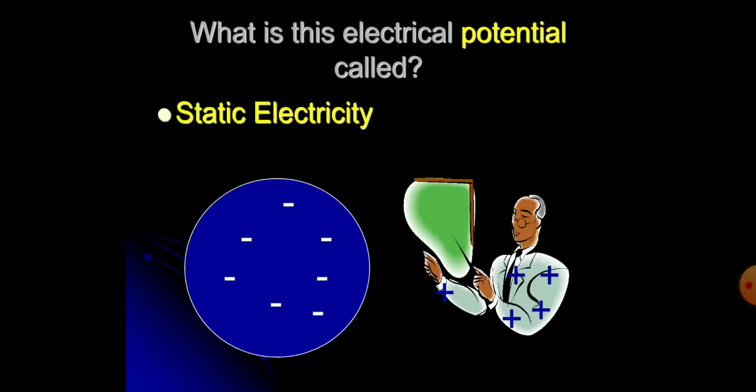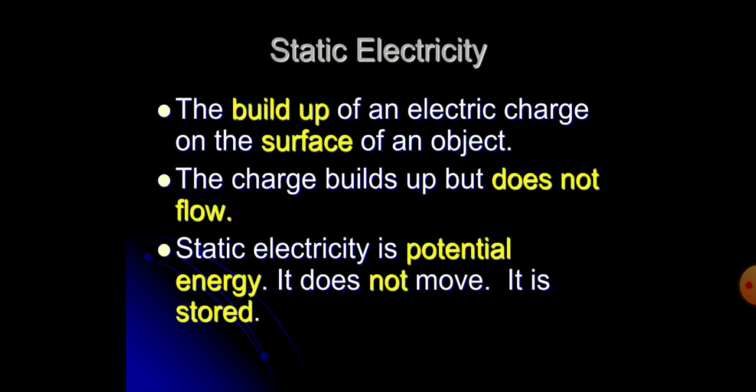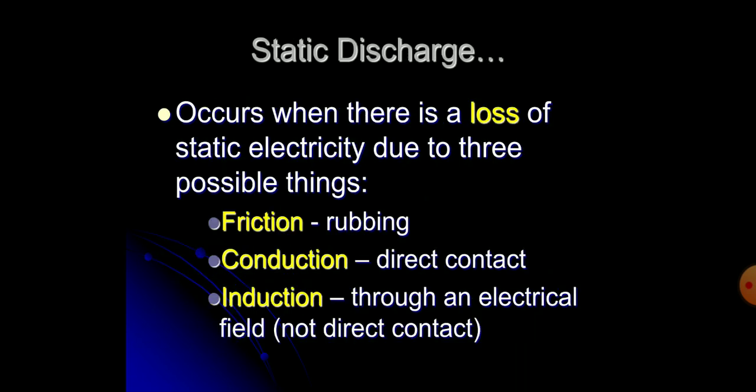The world is filled with electrical charges. What is the electrical potential called? That is called static electricity. Static electricity is the buildup of an electric charge on the surface of an object. The charge builds up but does not flow. Static electricity is potential energy. It does not move, it is stored. Static discharge occurs when there is a loss of static electricity due to three possible things: friction, conduction, induction.